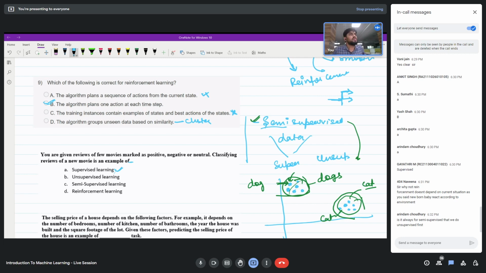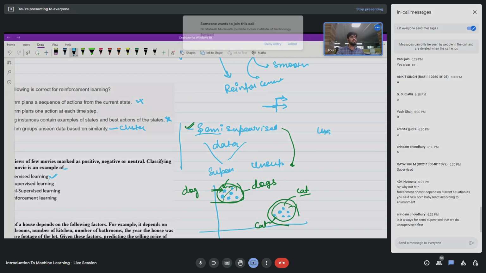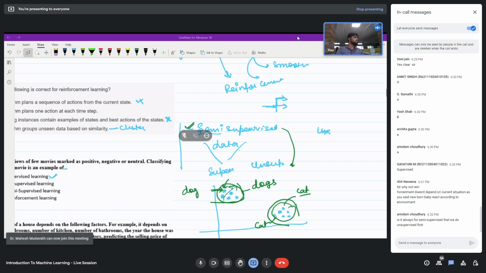Not actually. It is not necessary. This is just a broad overview of what semi-supervised does. It is not necessary that we always do unsupervised first. There can be a lot of techniques that probably would be covered later in this course. You can have a combination of both, and you can also do them parallelly. So it is not necessary.